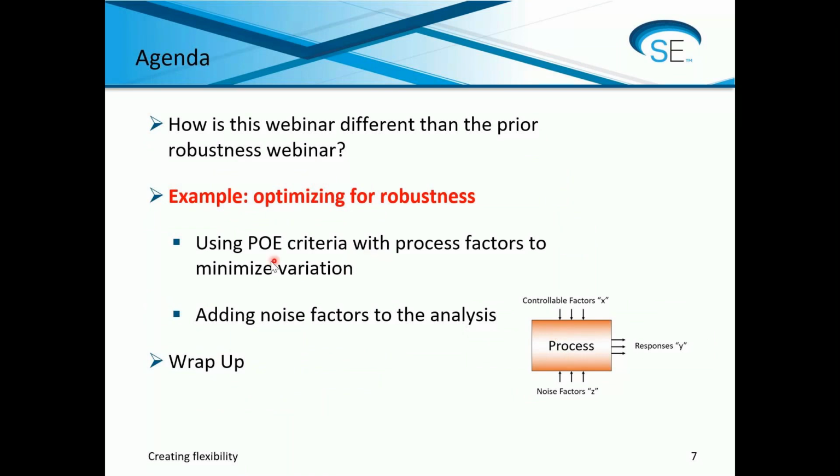So what we're going to do in order to do that is we're going to use this concept called propagation of error, so POE, with process factors to minimize variation. And then the second example that we're going to do is we're going to bring noise factors, external noise factors into the analysis and see how we would include both. Okay, so propagation of error is the tool.